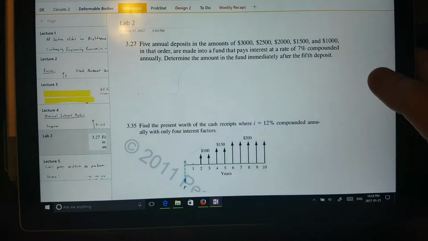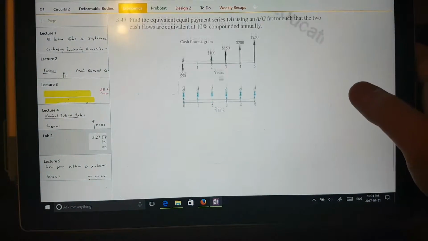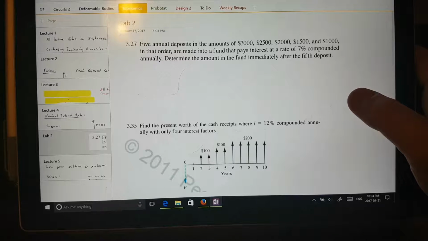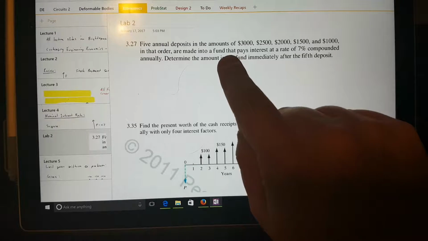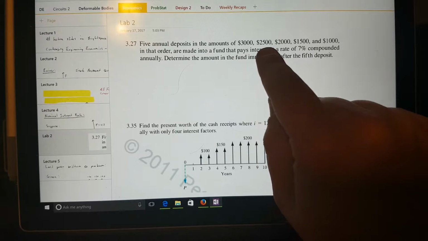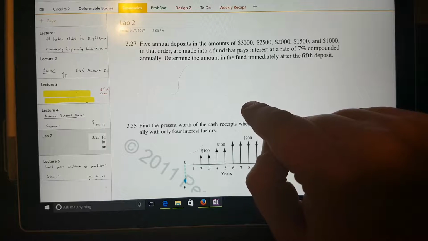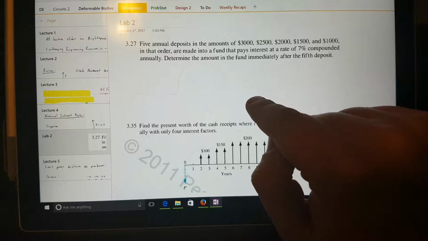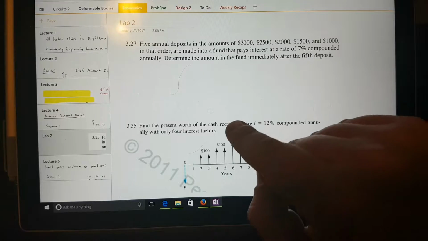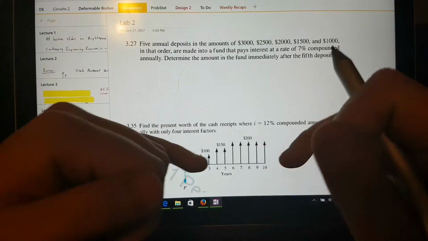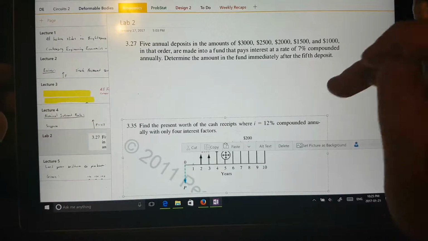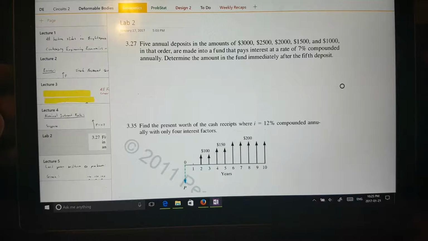Here was lab 2. These were the actual questions. I can describe how I did them because I don't have my assignment back yet. We've got 5 annual deposits in the amount of $3,000, $2,500, $2,000, $1,500, and $1,000 in that order, into a fund that pays an interest rate of 7% compounded annually. Determine the amount in the fund immediately after the 5th deposit.